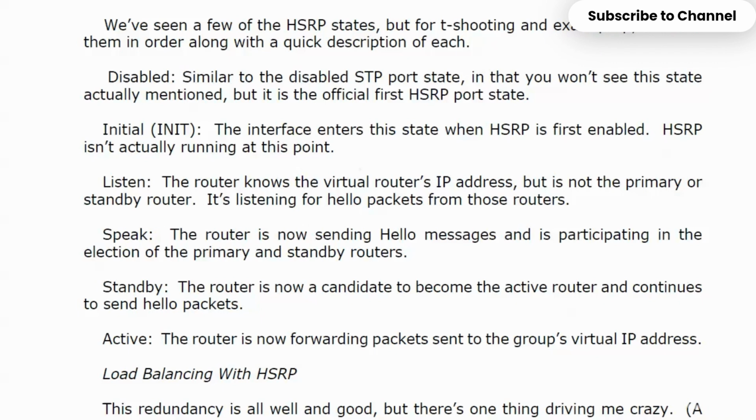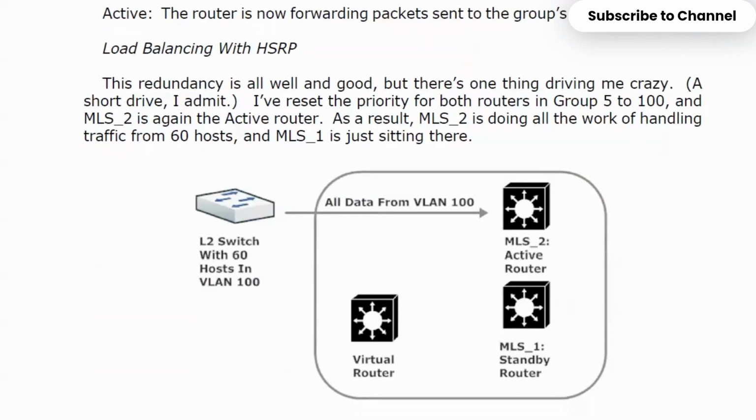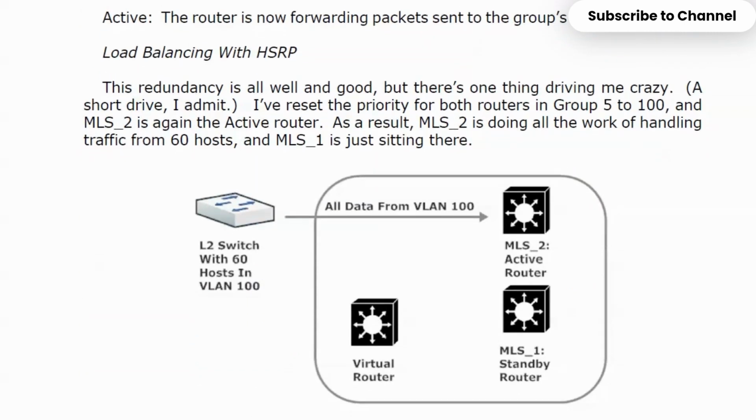virtual IP address. Speaking of forwarding packets sent to the group's virtual IP address, let's talk about load balancing here for a bit and see it in action as well. Now, I have reset things from the previous lab as far as the priorities go, so right now everything is back at the default, and switch 2 is the active router for our group. Switch 1, of course, is just standing there, standing by, and watching MLS2 do all the work. Now, assuming that we had 60 hosts in VLAN 100, that means that right now, switch 2 is handling the traffic for 60 hosts, and our other multi-layer switch, switch 1, is just standing by, watching.